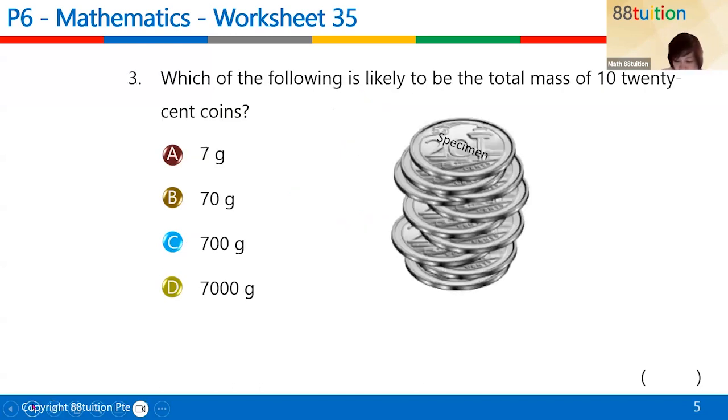Which of the following is likely to be the total mass of 10 20-cent coins? Of course, this is out. This is out. 700 grams is very heavy. All right. So probably B. Yes.